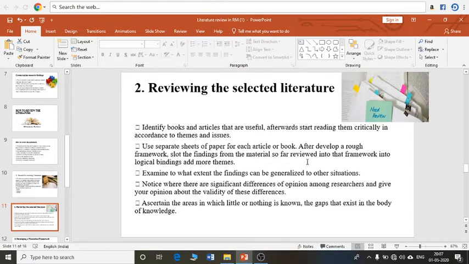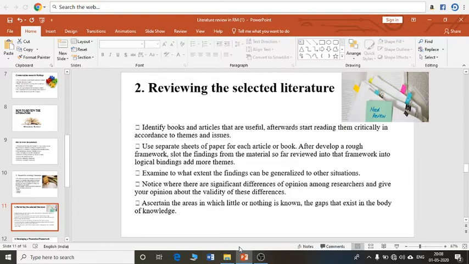Then reviewing the selected literature. Now that you have identified several books and articles, the next step is to start reading them critically to put together the themes and issues that are associated. If you do not have a theoretical framework or themes in mind to start with, use separate sheets of paper for each article or book.